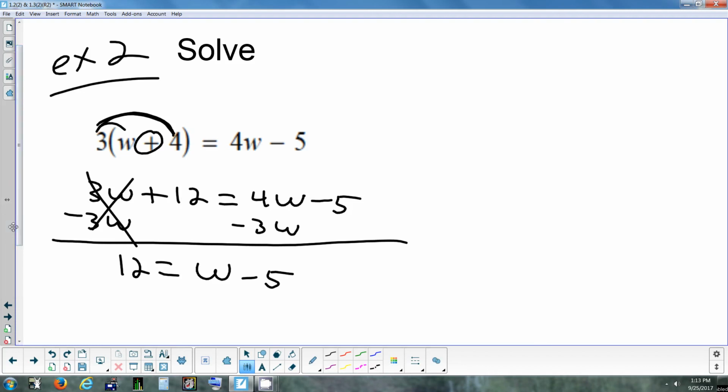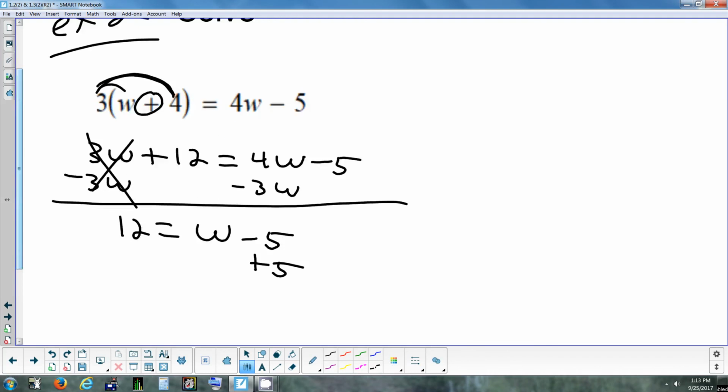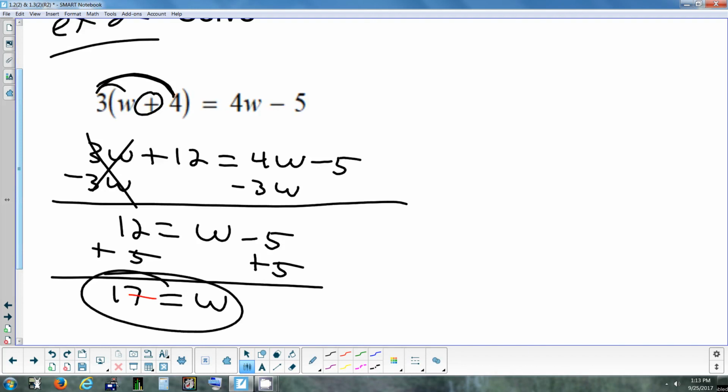So what's my last step, Sophia? Add 5 to negative 5 and add 5 to 4. Add 5 on the right. Add 5 on the left. And can you tell me, Sophia, what you get for W? 17. Perfect.